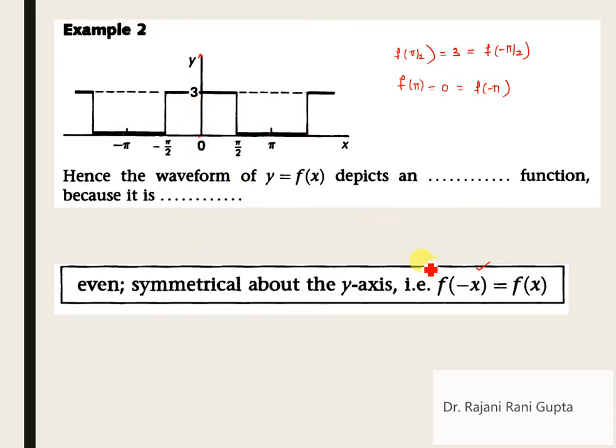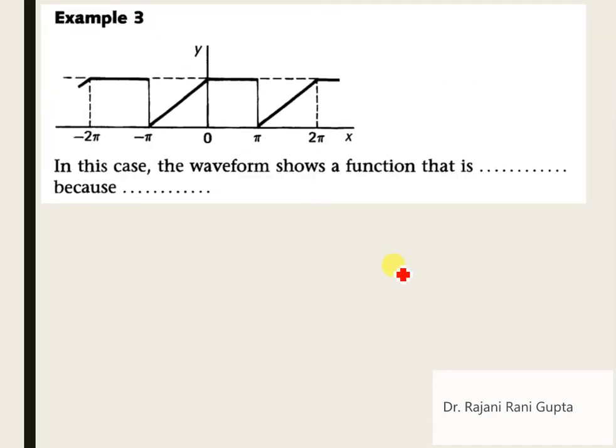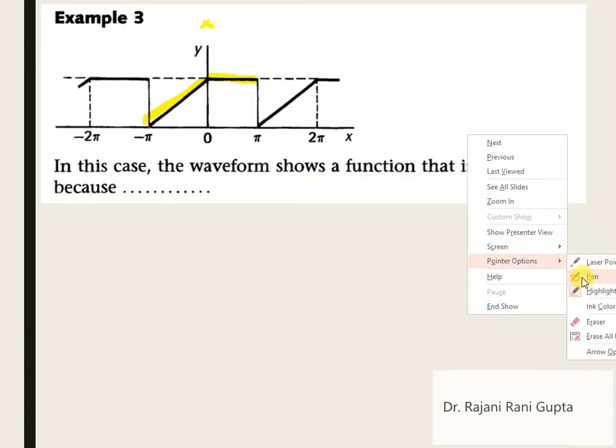So it is an even function. What about this one? Is it symmetric about the y-axis or the origin? If we look at the symmetry for the y-axis, if we move towards the right side of the y-axis, the curve is like this. But here there is no curve, it is going downward. So it is not symmetric about the y-axis. Also, it is not symmetric about the origin. So in this case, this function is neither symmetric about the x-axis nor about the y-axis.